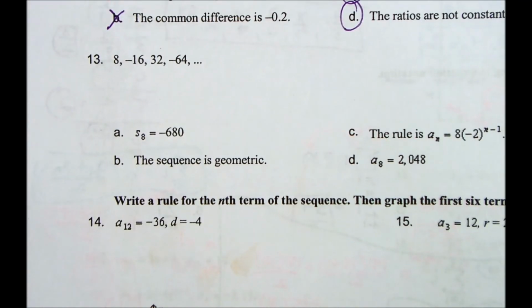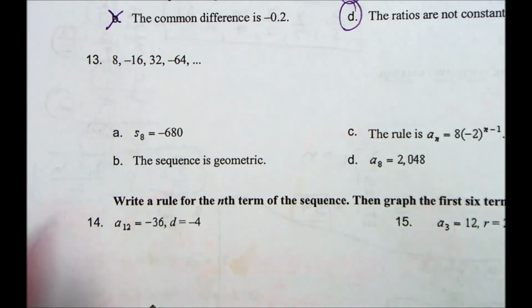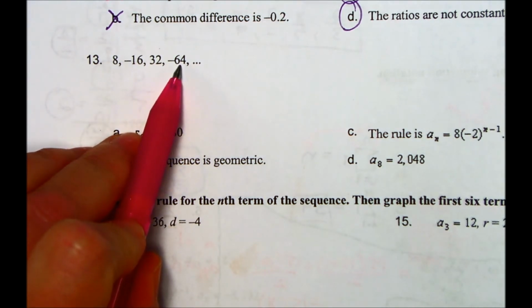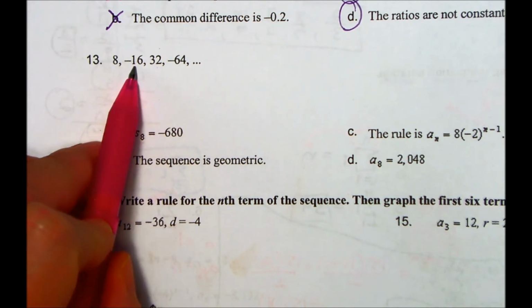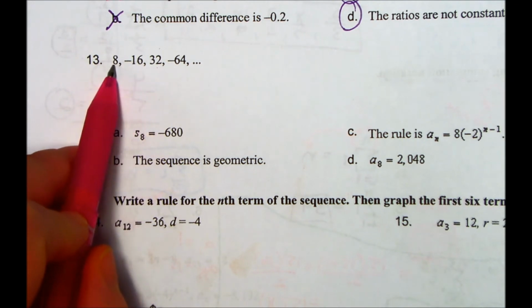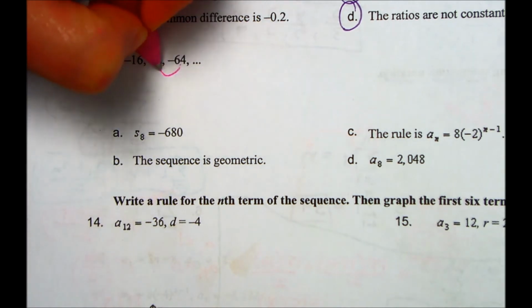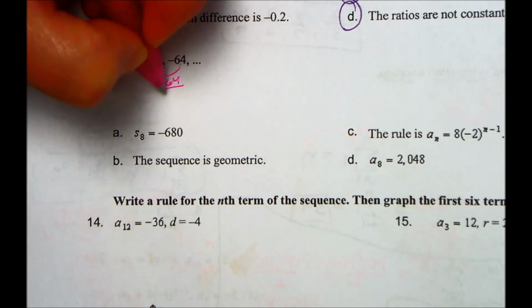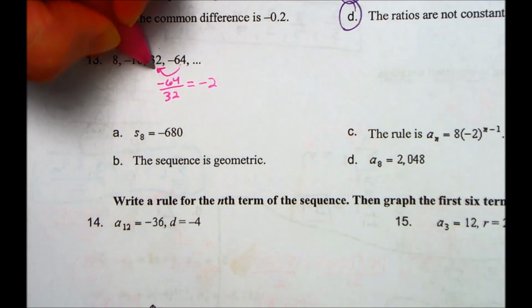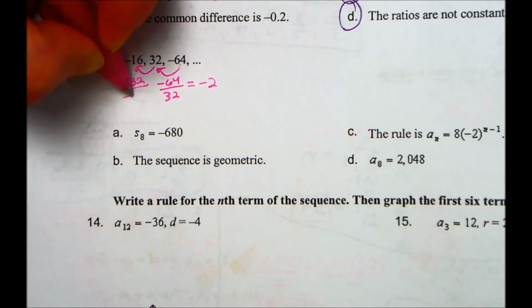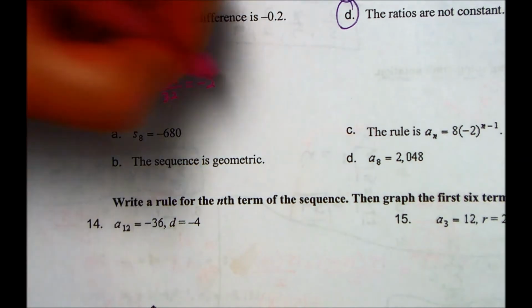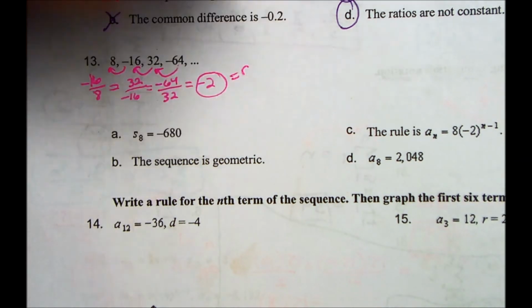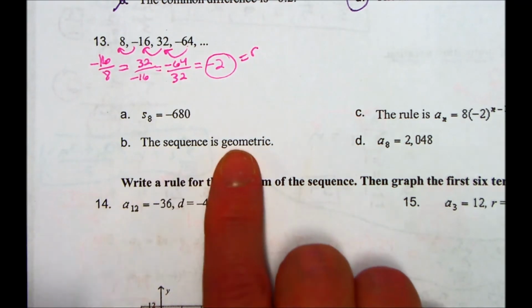Okay, look at number 13. I can kind of tell already, negative 64 divided by 32 is going to be negative 2. 32 divided by negative 16 is negative 2. Negative 16 divided by 8 is negative 2. So if I divide, it's going to equal negative 2 each time. So I am going to have a common ratio, so it is going to be geometric. So we have a true statement here.